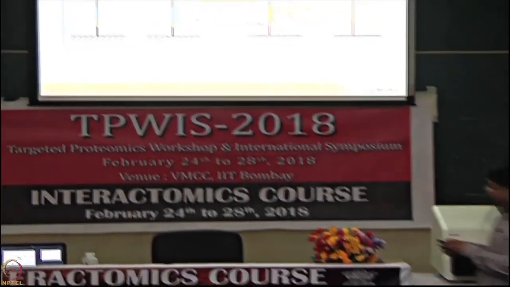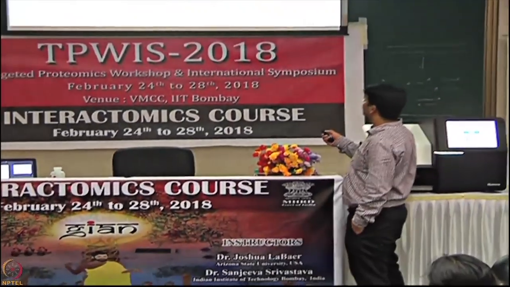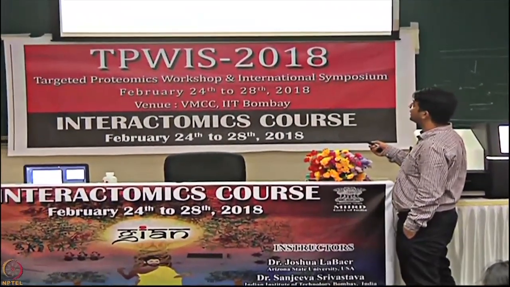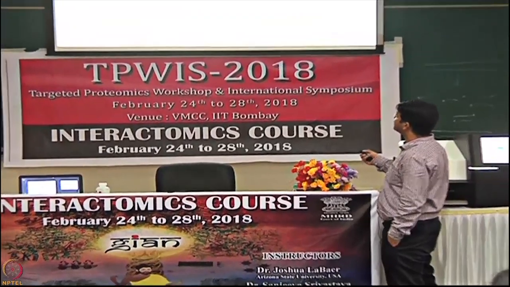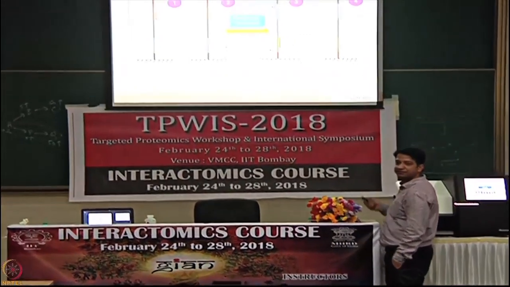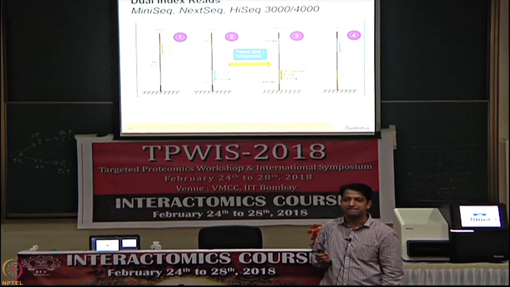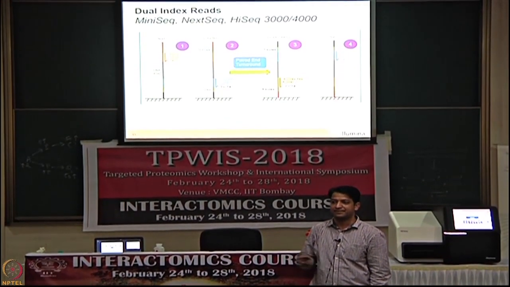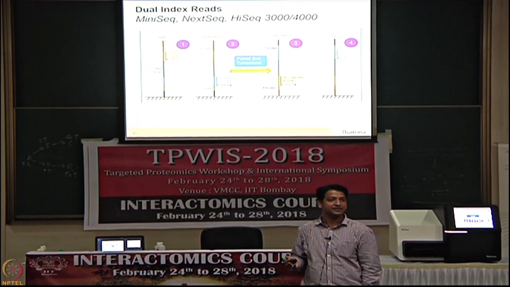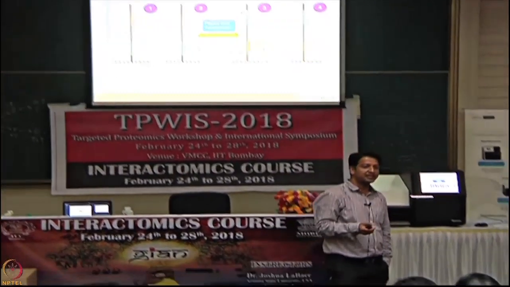Let's say you have this DNA fragment, and you can remember the structure, so here are the indices. So why do you need this separate read? You can directly read from here itself. Why do you need a separate read for that? Make sense? His question was logical.